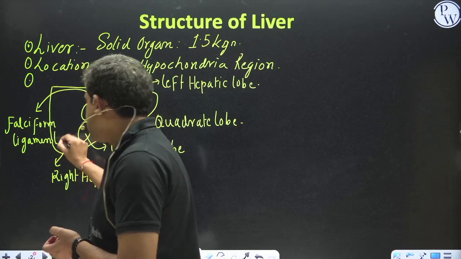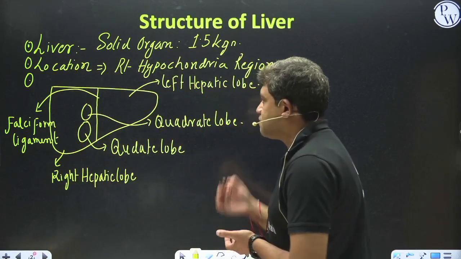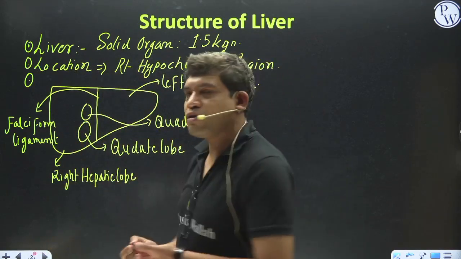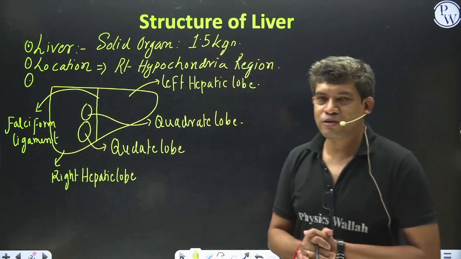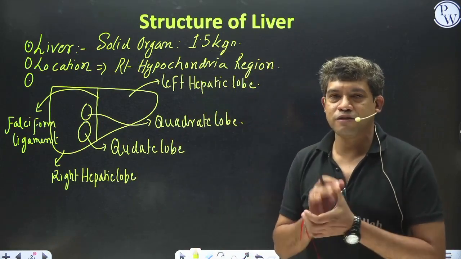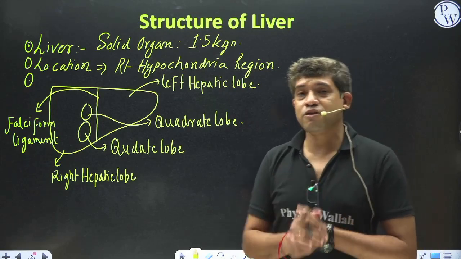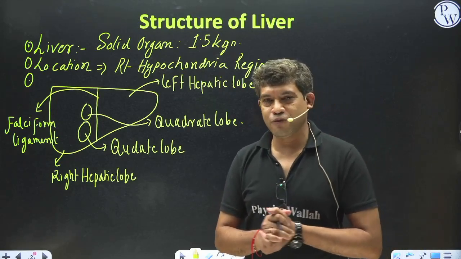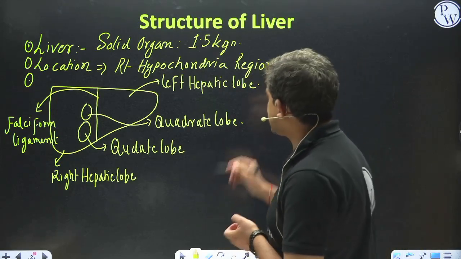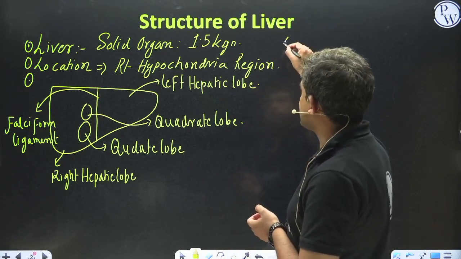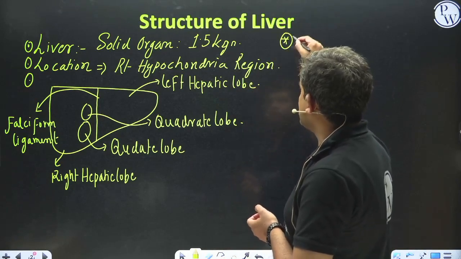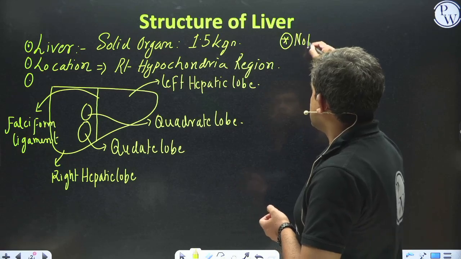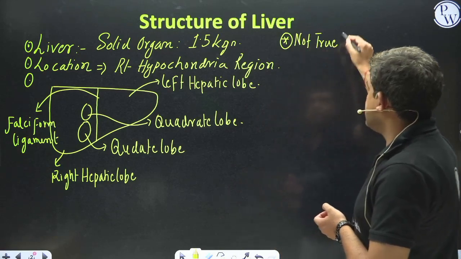So what is it? It is termed the falciform ligament. This is not a true ligament at all. It is formed by the folding of different types of peritoneal fold. Understand? These are not true ligaments, not true ligaments.